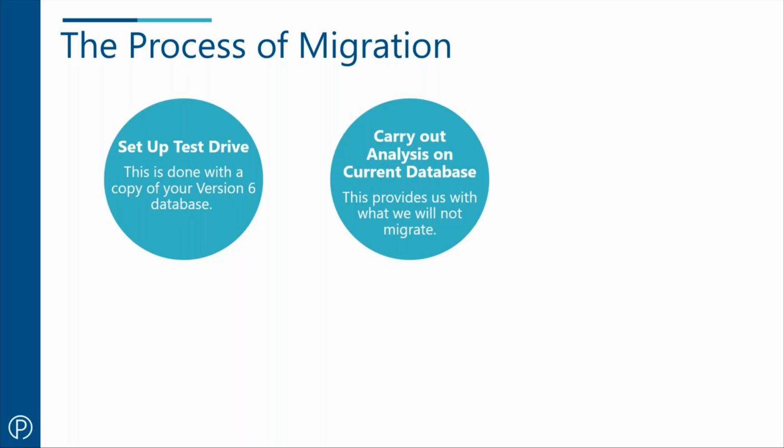And from there, if you like the system, you think it would be good to continue with looking at the migration process, we actually then carry out some analysis on your database. And we typically do this at the time that we set the test drive up. We actually run scripts on your current version 6 database to extract data, specifically your surrounding items that we don't class as standard and possibly will not migrate. And then that information, once we run those scripts, is populated into some spreadsheets.